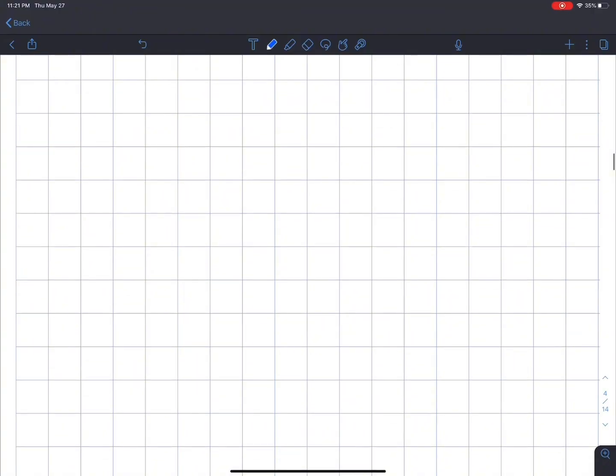Question 13. A rectangle has an area 9 times the area of a square. Rectangle has an area that is 9 times the area of the square.